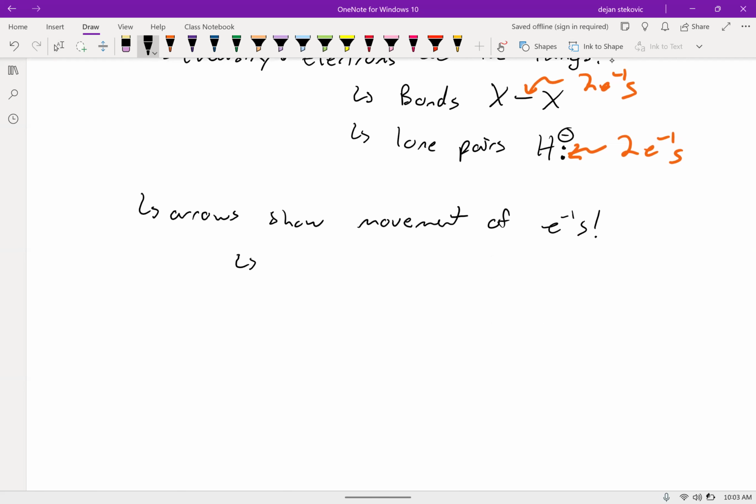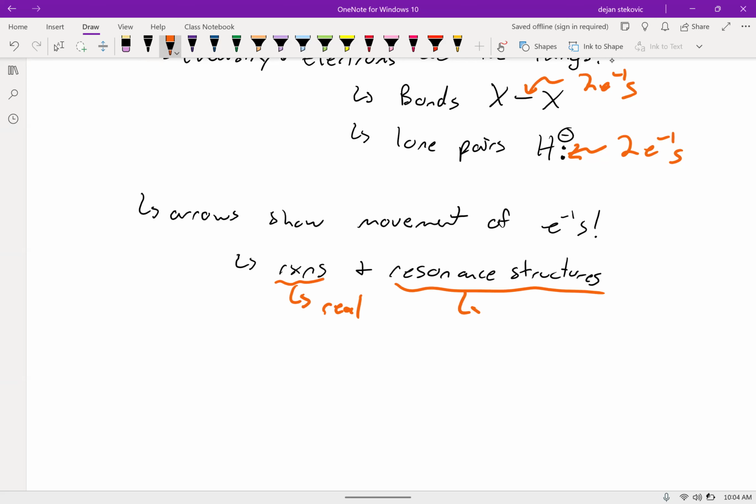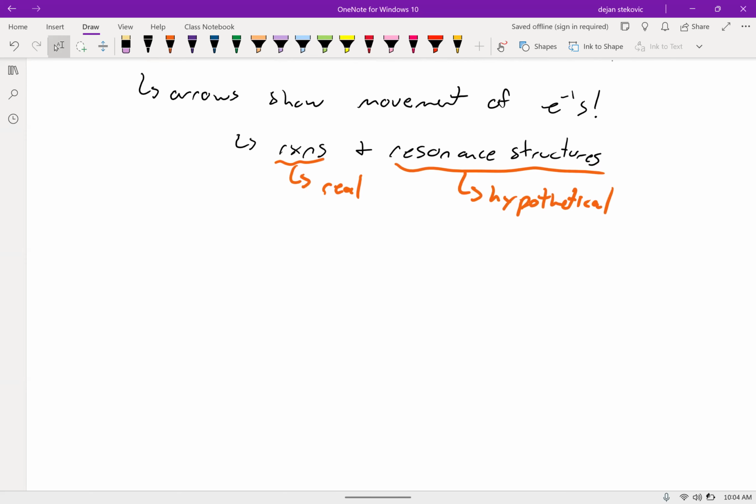And there's two main ways that we show arrow pushing diagrams or movement of electrons, and that's either in reactions and resonance structures. In reactions, we actually are showing the true flow of electrons, right? Electrons are moving, they are creating bonds, they are breaking bonds, that kind of thing. In resonance structures, they're more just hypothetical. Right? There's only one real structure, and we draw different resonance structures to help demonstrate what the real thing looks like, because in real life, it's a little bit more complicated than just a bunch of lines and letters.